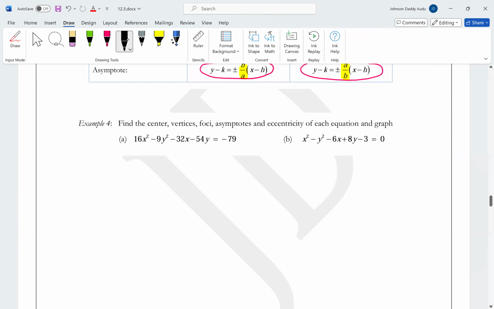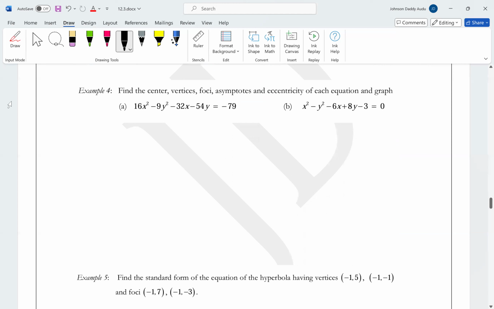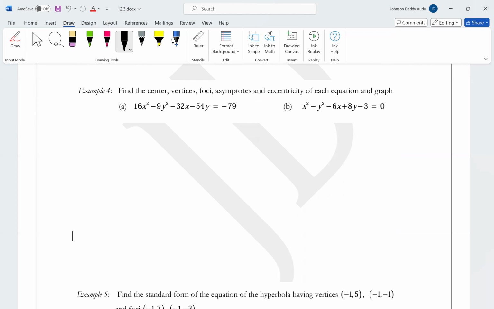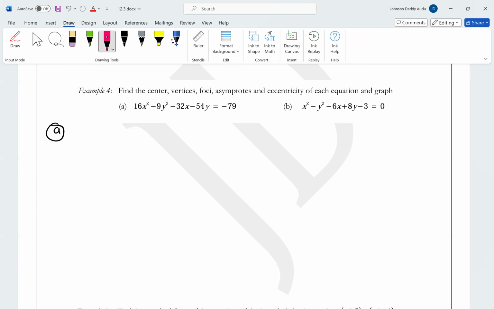Now, let's go to example 4. It says, find the center, the vertices, the foci, and the asymptotes of each equation and graph. Let's start with the first one, A. This is 16x squared minus 9y squared minus 32x minus 54y equals 79 in general form, so we have to write it in standard form. How can we do that? Just by completing the square.